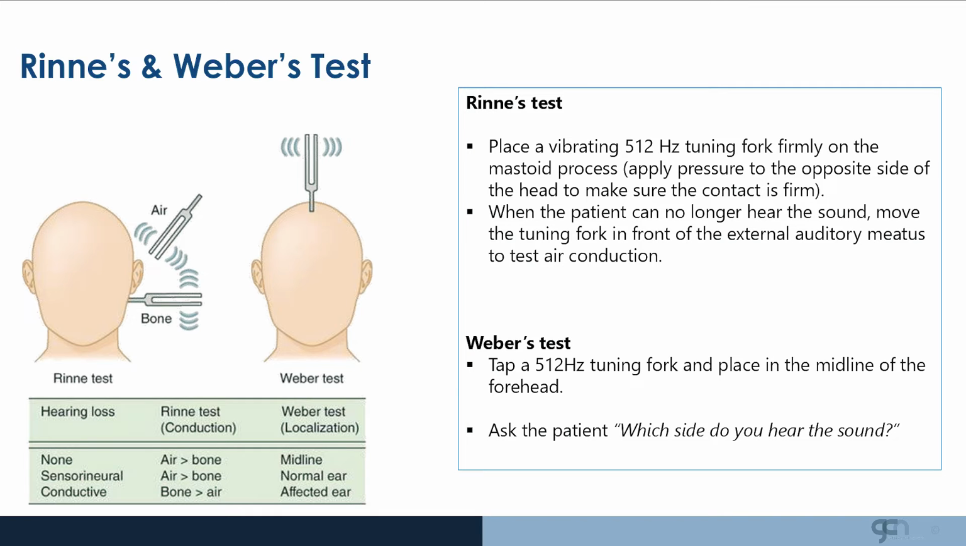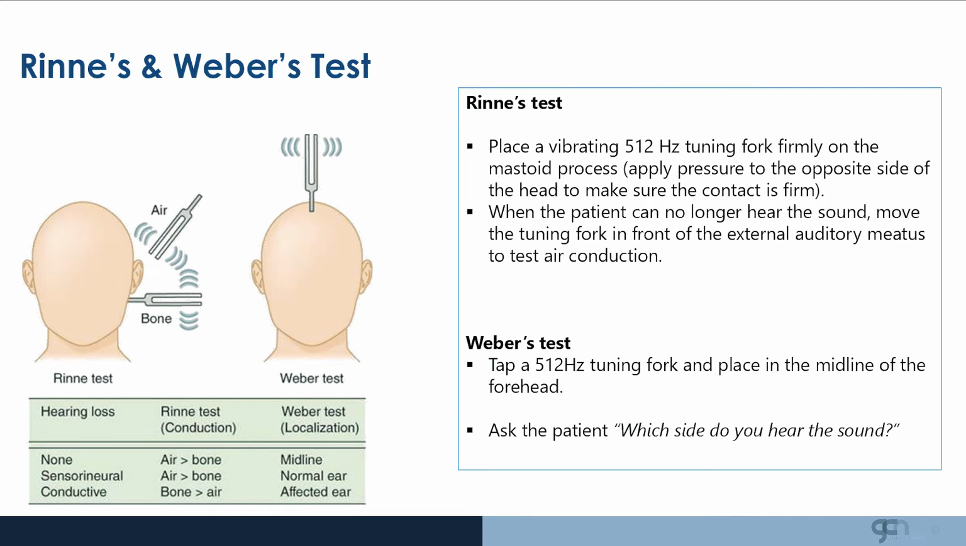The Weber's test is where the 512 tuning fork is placed in the midline of the forehead, and the patient is asked to localize whether the sound is traveling equally to both ears or whether it's heard better on one side or the other.